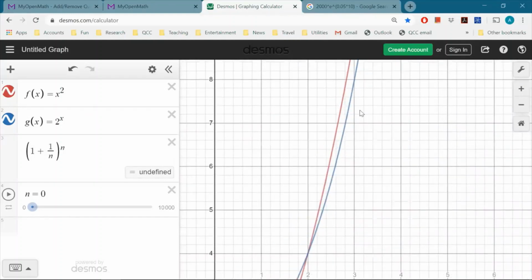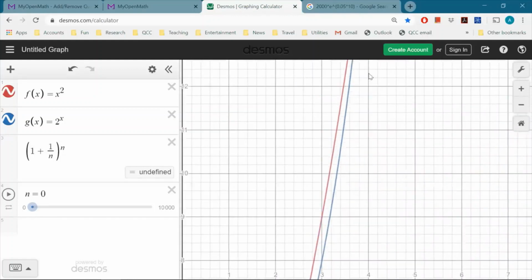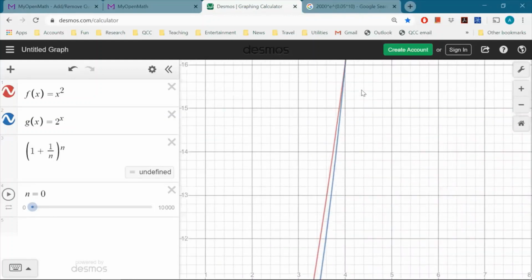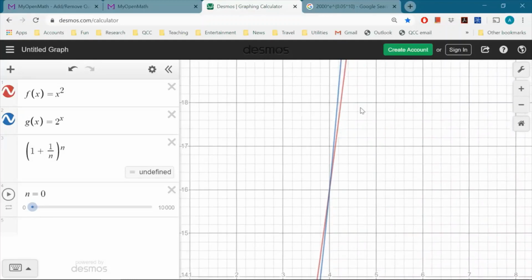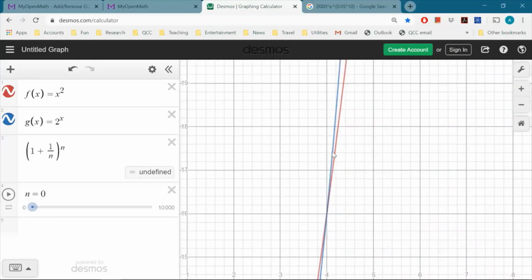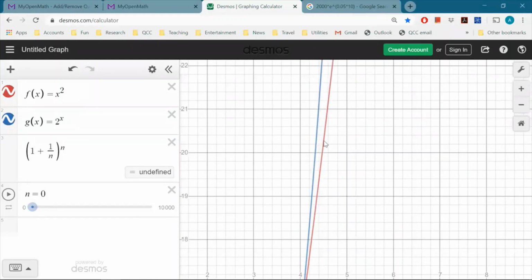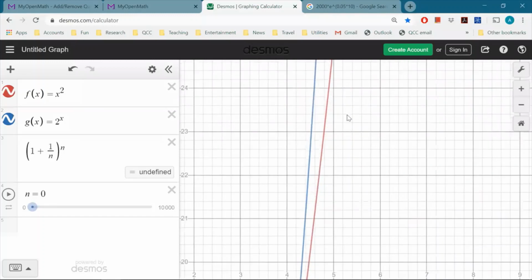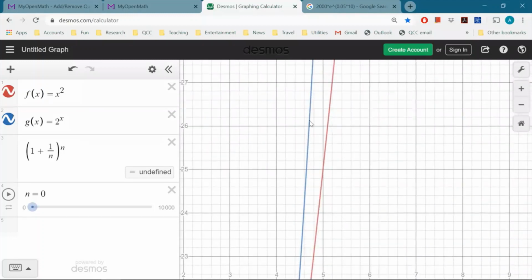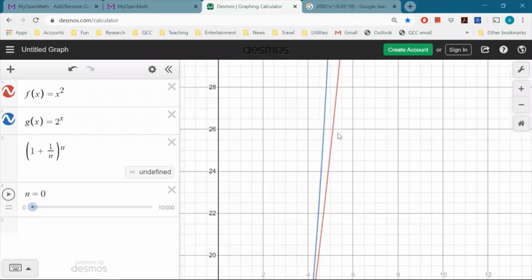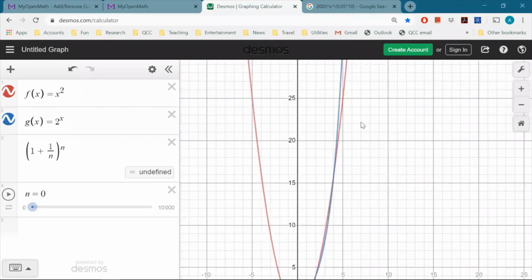Well, if we keep going and going and going, we see that in fact, the exponential function wins out. The exponential function, the blue curve, actually gets higher than the parabola. It didn't look like it at first, but if you look up far enough, you can see the blue curve wins. The blue curve is growing faster than the red curve. And this is a property that all exponential functions have.